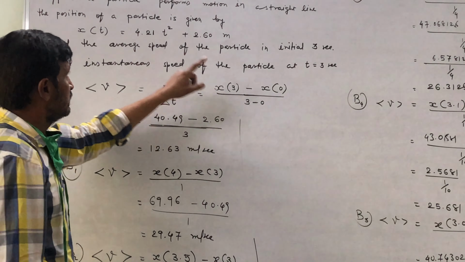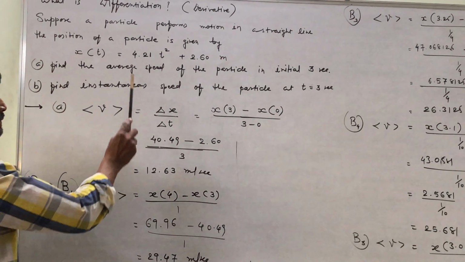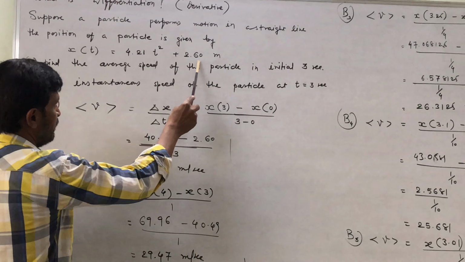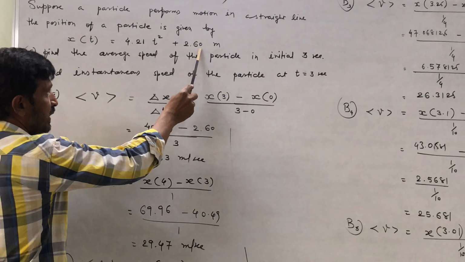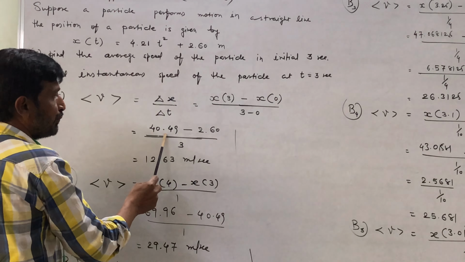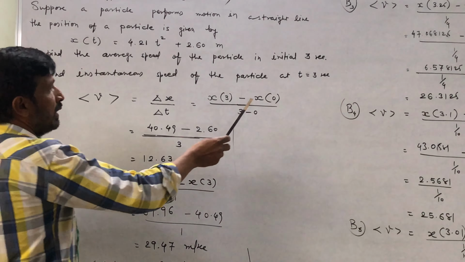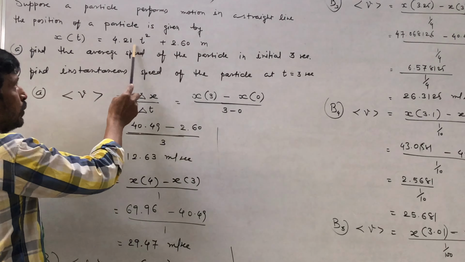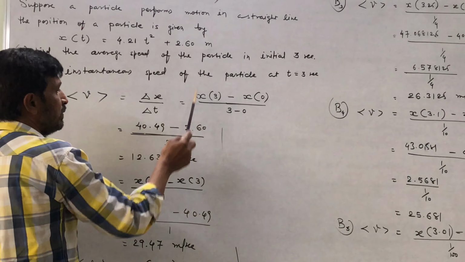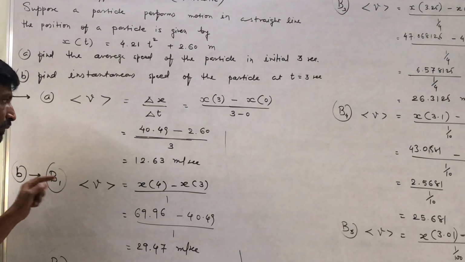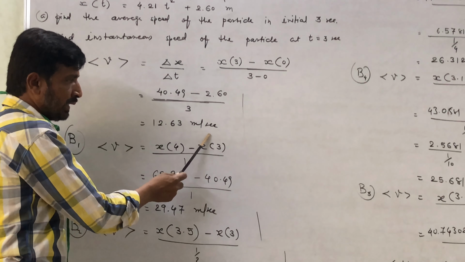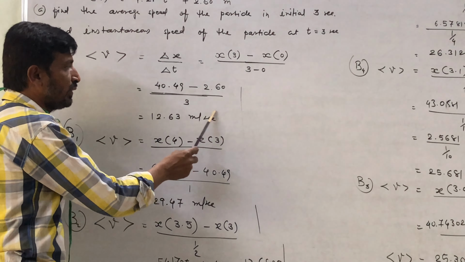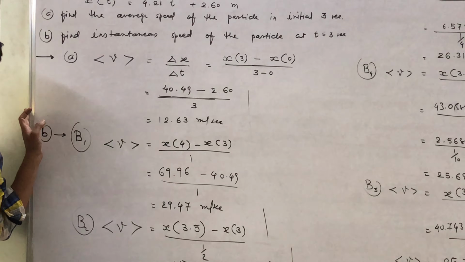What about x of 3? If we put t equal to 3 in this formula, we get the final position. After calculation, it is 40.49. And what about the initial position? If we put t equal to 0, we get the initial position, which is 2.60, divided by 3. So finally 12.63 meter per second. It is the average velocity in the initial 3 seconds.